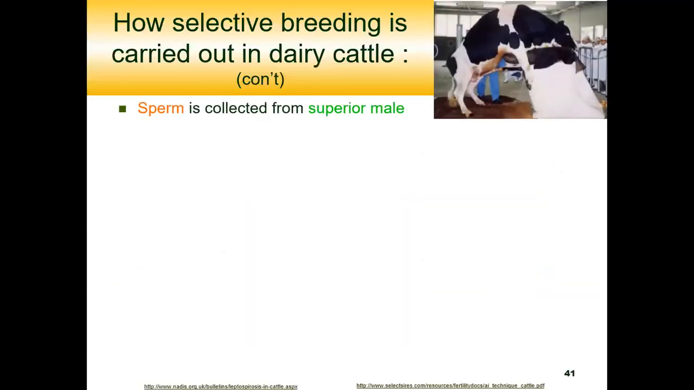So let's look at the diagram. Step number 1, sperm is collected from the superior male. So how do they collect? You see, this one is not very clear, but actually you can see this is called the dummy cow. So they take the bull and put it on top of the dummy cow, and then the bull will start to ejaculate. They put a tube there and collect all the semen during ejaculation. So this is how sperm is collected.